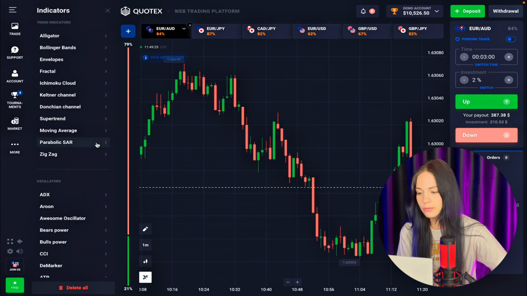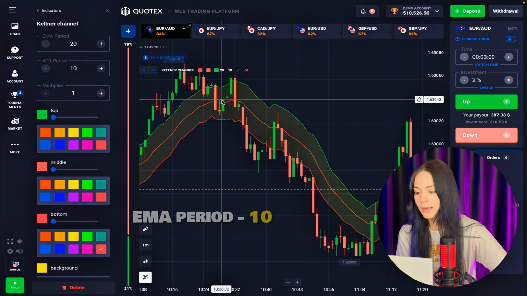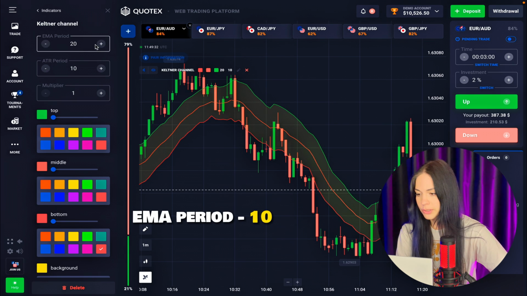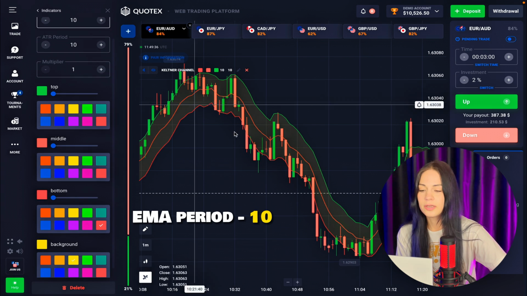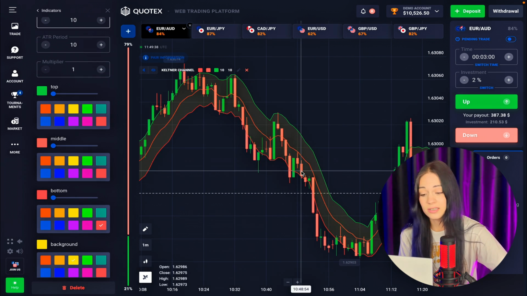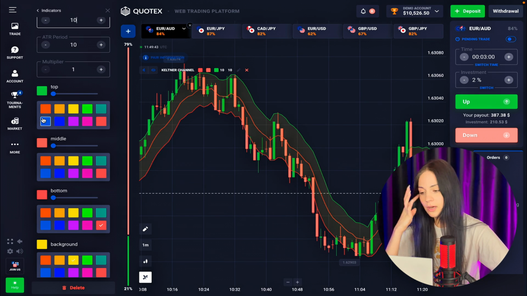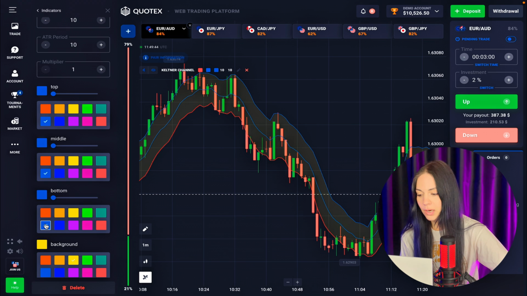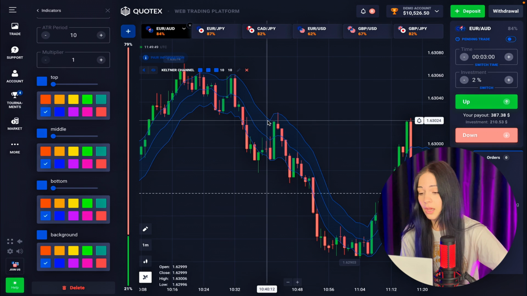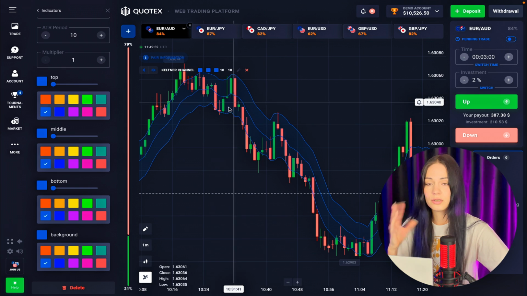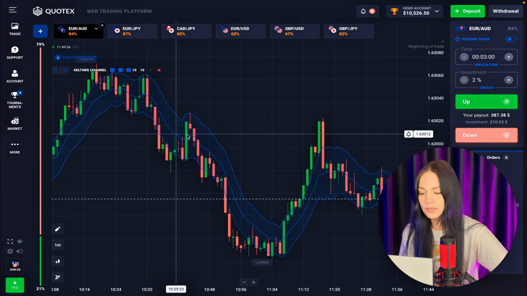So Silver uses only one indicator, and this is the Keltner channel, and with the settings we are only changing the EMA. It's going to be a 10 EMA period. I don't like the colors here, to be quite honest with you. On Quotex, let's change the colors to one monochrome color for the indicator, because everything is so confusing when everything is green and red. Don't like it. So in any case, let's talk about how this indicator works.